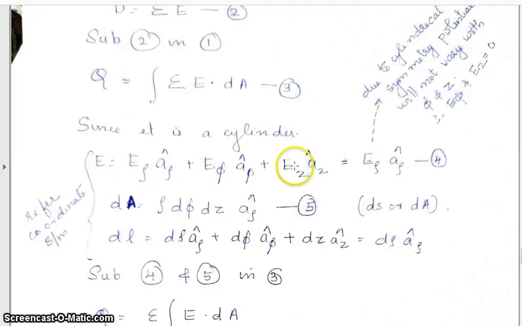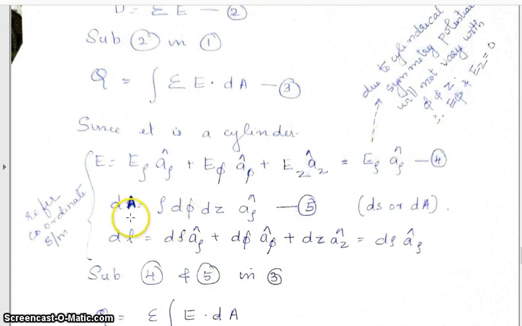So E is equal to E rho into A rho. The reason is in cylindrical symmetry, the potential term V will not vary along phi and z. So E phi and E z are equal to 0. So finally you will get only E rho A rho. Please keep this equation in mind.